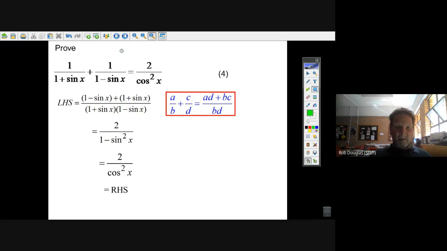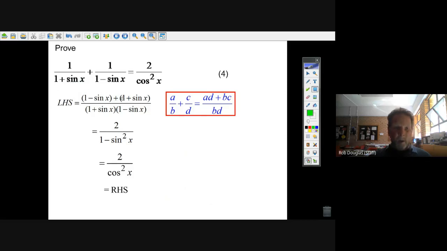If we look at this next question, this is an application of exactly that same thing. We want to combine these two fractions. So we take the left-hand side. We multiply the denominators together: 1 plus sine times 1 minus sine. Then 1 minus sine gets multiplied by 1 on the left. 1 plus sine times 1 on the right.